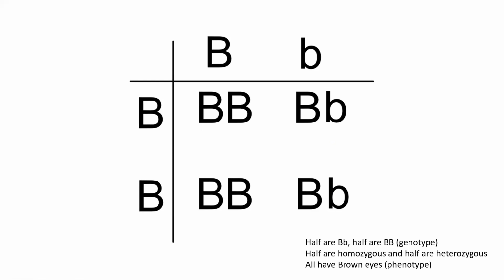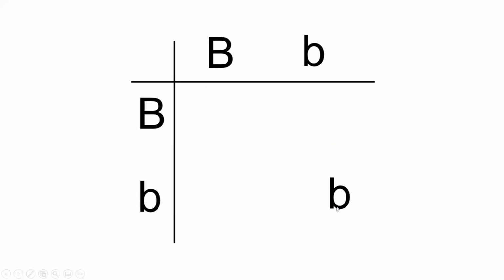So is there a way that we can get a blue-eyed child? Yes, there is. Okay, apologies, the animation's a bit messed up here, but let's have a look at this. Now we have two heterozygous parents. Both of them are brown-eyed, but they both do have a little b in their genotype. So let's look at what happens now.